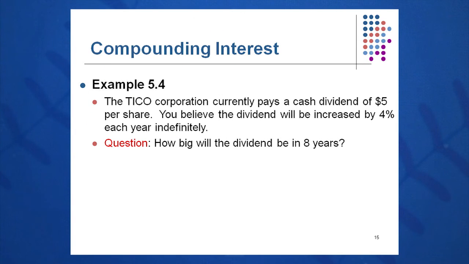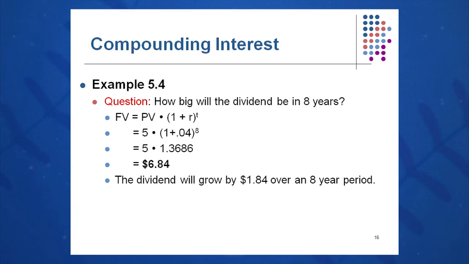Another example, 5.4. Tyco Corporation currently pays a cash dividend of $5 per share. The dividend will be increased by 4% each year. How much will you have in 8 years? Very, very simple. The future value of this dividend will be the present value of $5 times 1.04 to the eighth, and I get an answer of $6.84. So you can see how these equations can be used to figure out how quickly your money will multiply or how fast the dividend will grow over a time period. Again, it's compounded on itself.